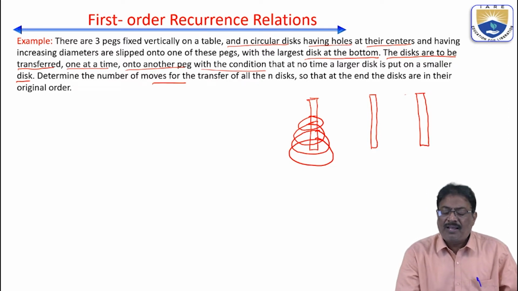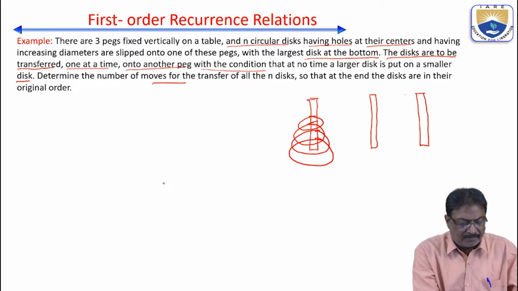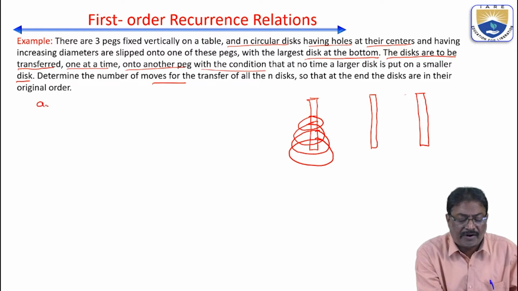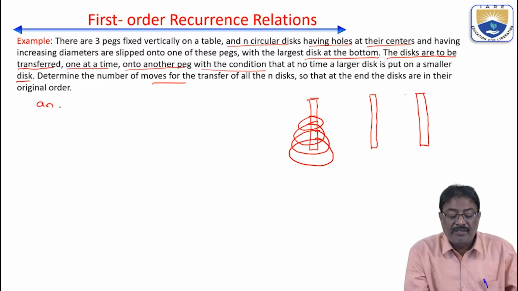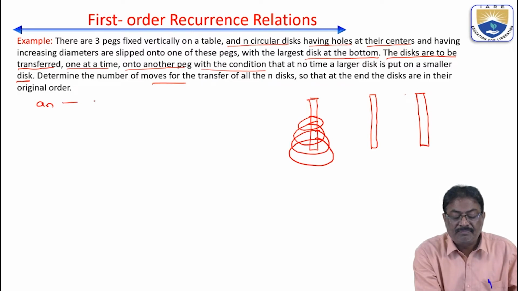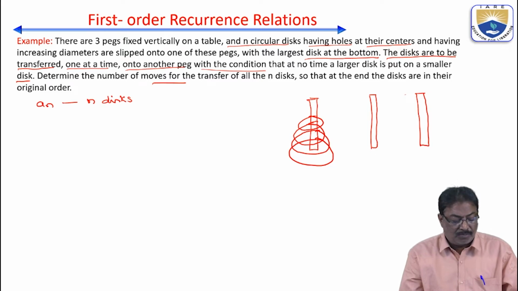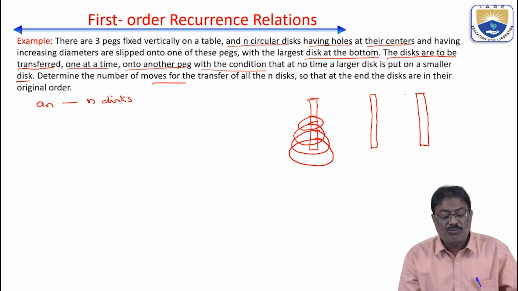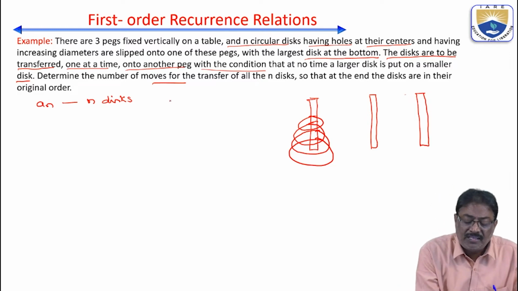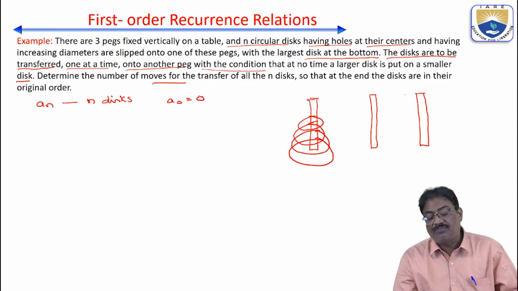So for that, there are n circular discs. Let a_n be the number of moves required to transfer n circular discs. So let us consider there are a_n moves. a_n is the number of moves required to transfer n circular discs. Initially, a_0 is equal to 0.